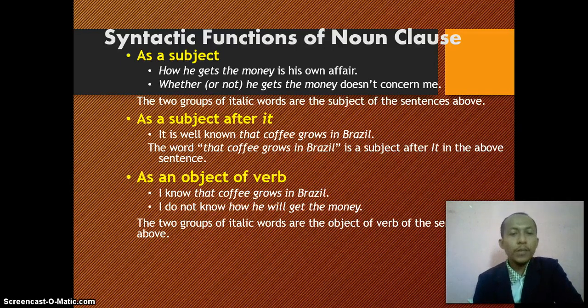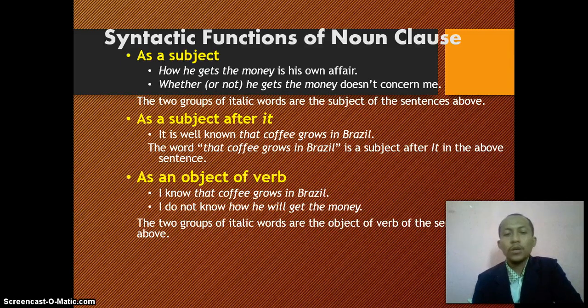So how kind she is, what you do. I don't know what you should do. After "what", after "that" is an object of verbs. What is the verb? I know, I don't know. So this is a verb.